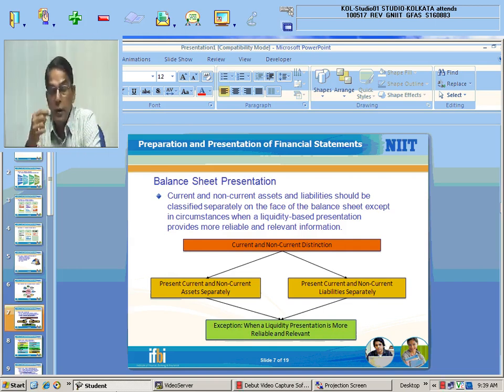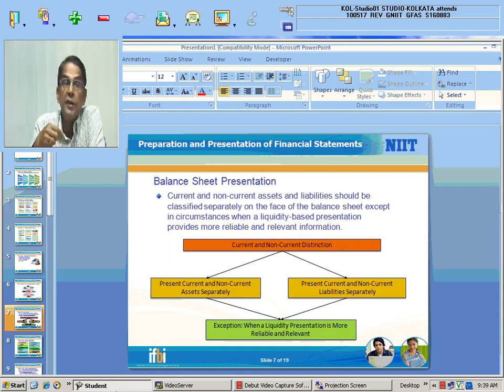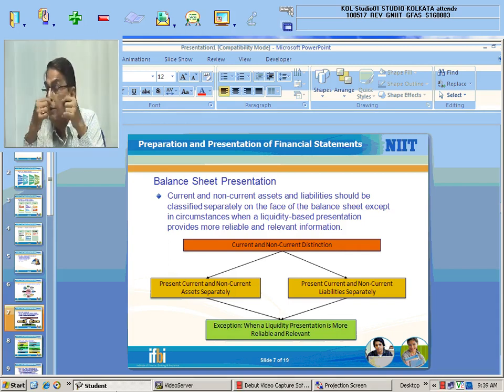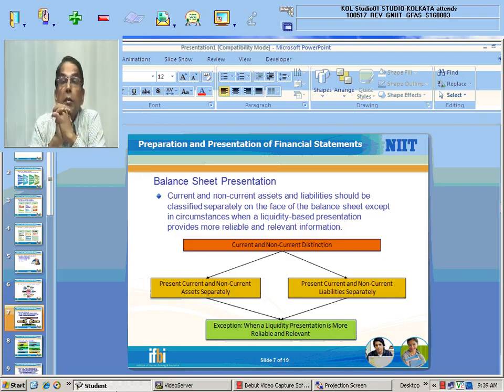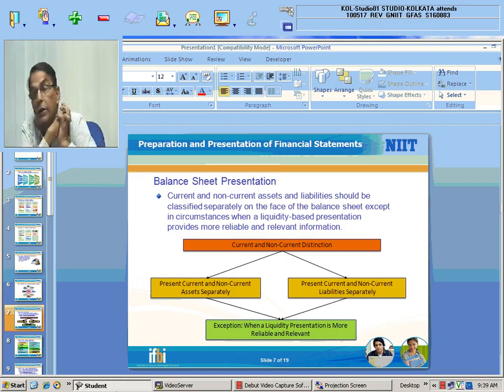So if any of these criteria is met, like the asset is expected to be realized or is going to be sold or consumed within the normal operating cycle, or the asset is held primarily for trading purposes, or the asset is expected to be realized within 12 months of the reporting date, we will call it a current asset, otherwise it is a non-current asset.